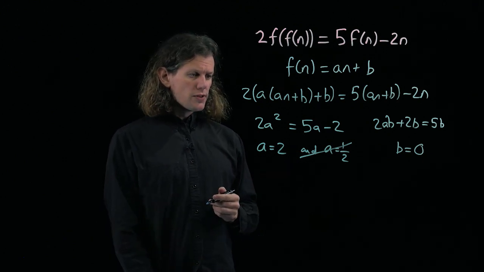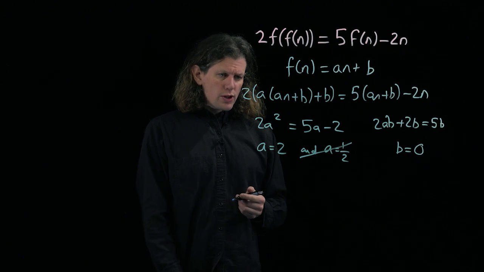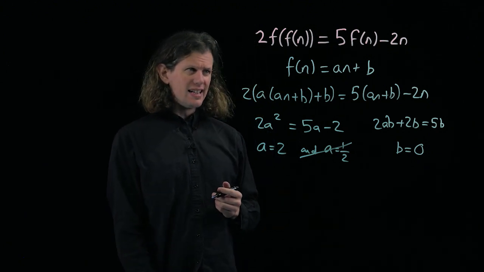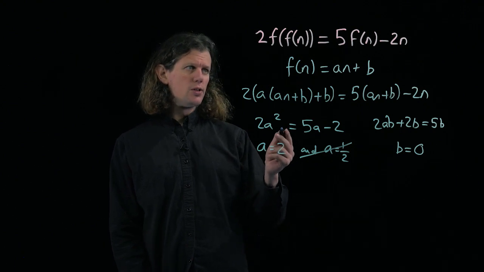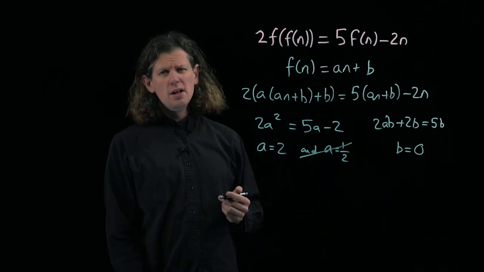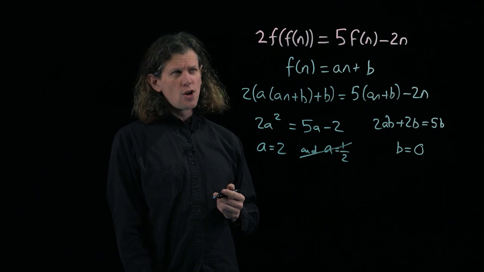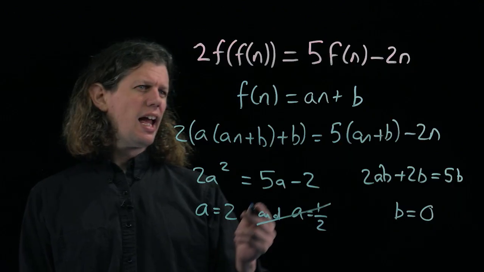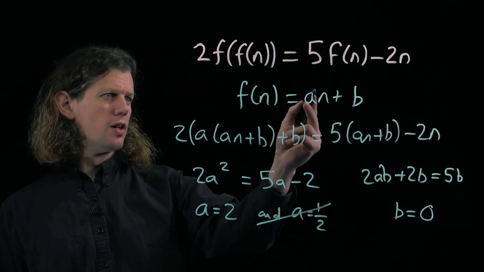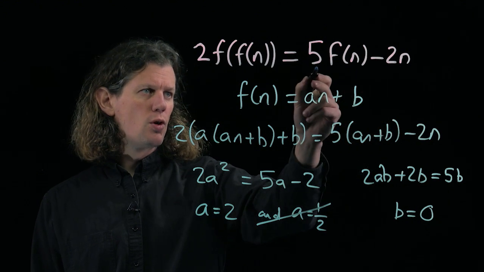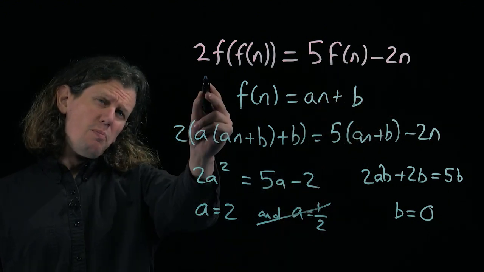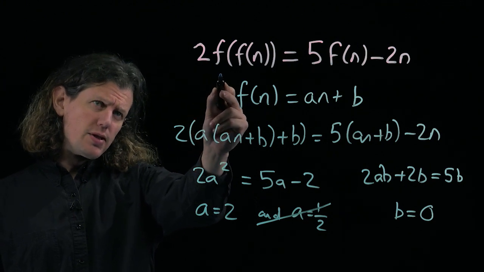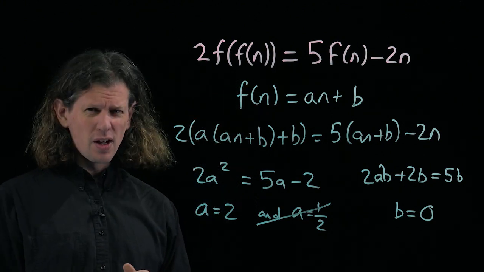So armed with our one solution, we should stop and ask if there are any others we can find easily. One thing we could try is plugging in polynomials of higher degree as f of n, but if we think about it for a moment, that's a non-starter. You see, if f of n were quadratic, for example, we'd have a linear term here and a quadratic term here, so the right-hand side would be quadratic, but the left-hand side would be a quadratic substituted into a quadratic, so that's a polynomial of degree 4.